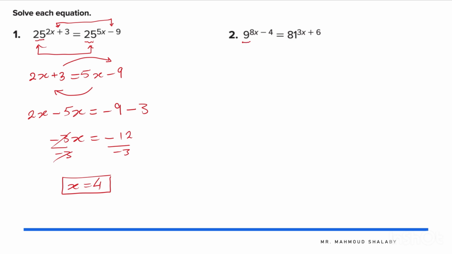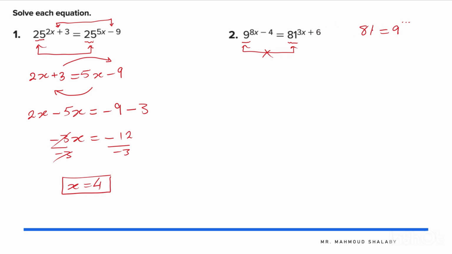Now the base here is 9, while the base on the other side is 81. So the bases here are not equal. In this case, you should be thinking in that way. If the bases are different, look at the bigger base here, which is 81. Now ask yourself, can I rewrite 81 as the smaller base, which is 9, to the power of something? Like, think of this. Can 81 be rewritten as 9 to the power of something? If yes, the question is still very easy.